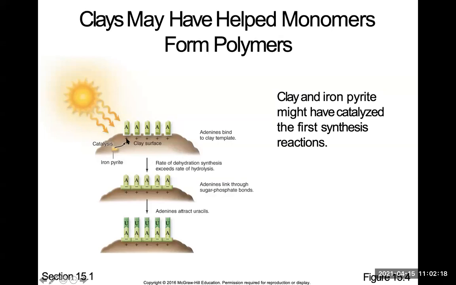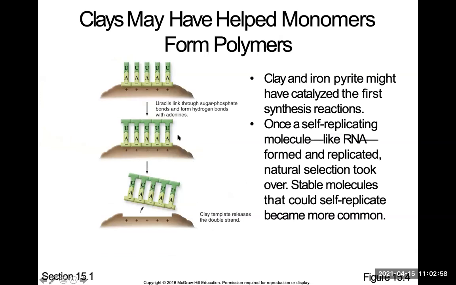If these nucleotides get stuck on a clay surface and in the same area, maybe it has uracils around there, it's going to be able to link. So if you have these A's that are held in this clay and there are U's found nearby, these are going to attract those U's and they're going to link together. So that's how the genetics might have happened in early Earth. Clay and iron pyrite might have catalyzed the first synthesis reactions where the nucleotides were able to link together with the use of clay.